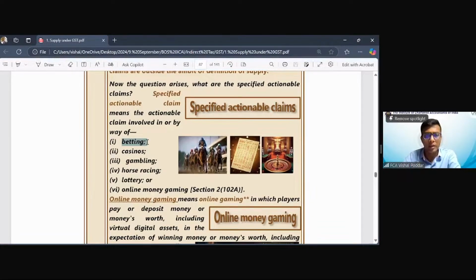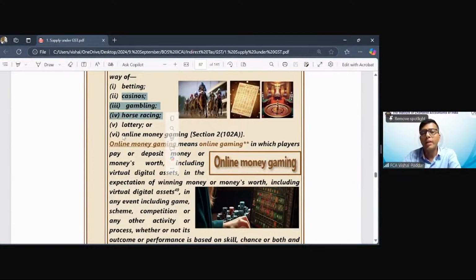Now, what are these specified actionable claims? This list has been introduced from 1st October 2023. Betting, this was already there. The additions are casino, gambling, horse racing, lottery was already there, and most important, online money gaming. So now these have been added over here. And now onwards, if you are engaged in supply of any of these actionable claims, it will be leviable to GST. But other than these actionable claims, if there is any other actionable claim, that is outside GST, because all other actionable claims except these six are no supply because they are in Schedule 3.